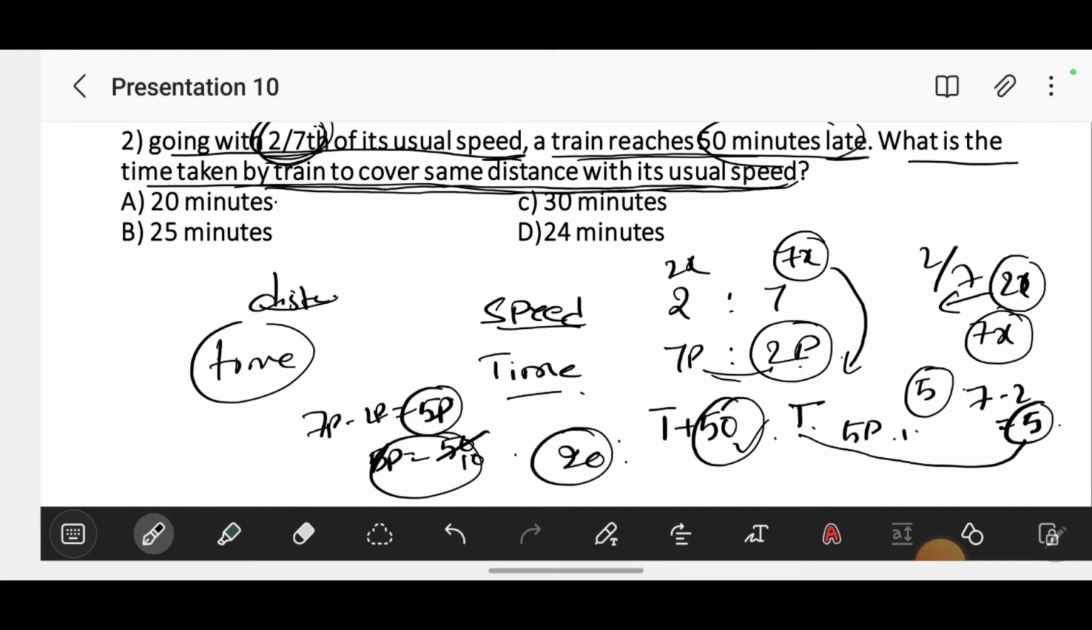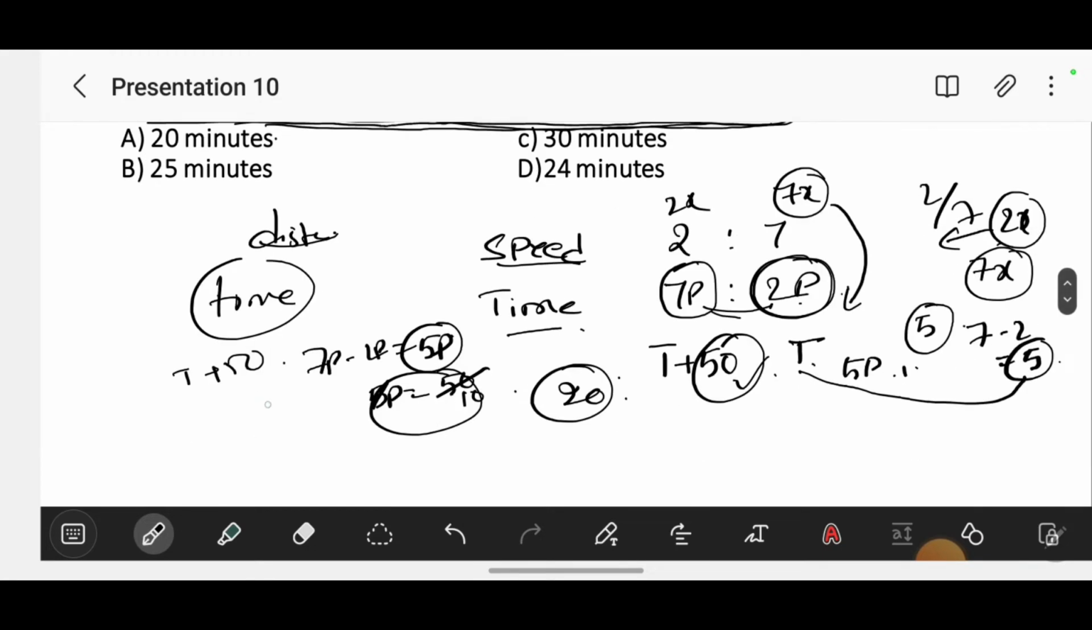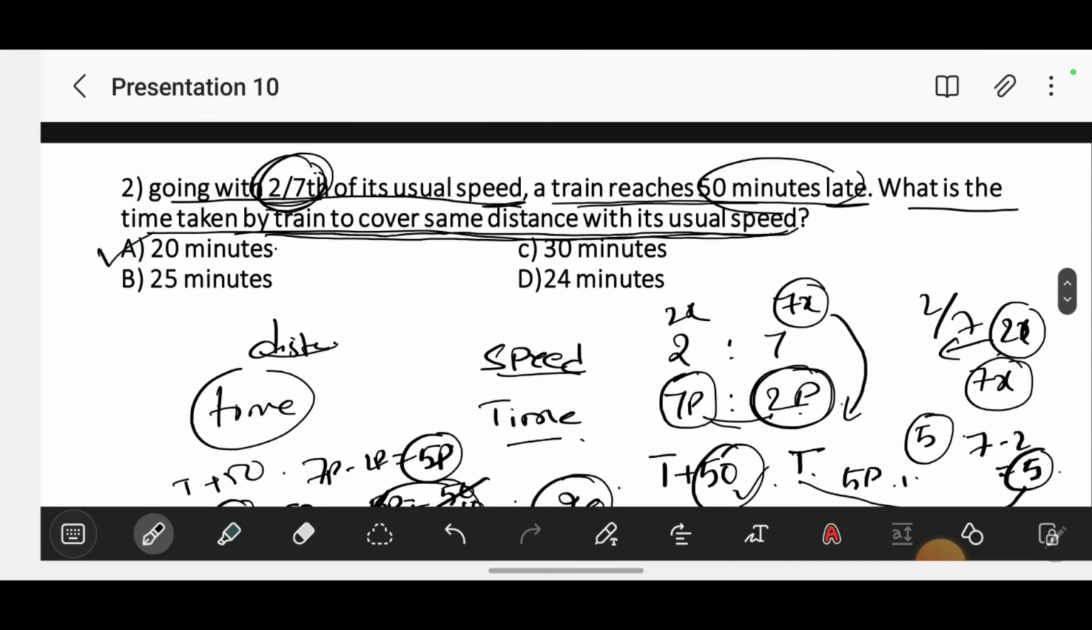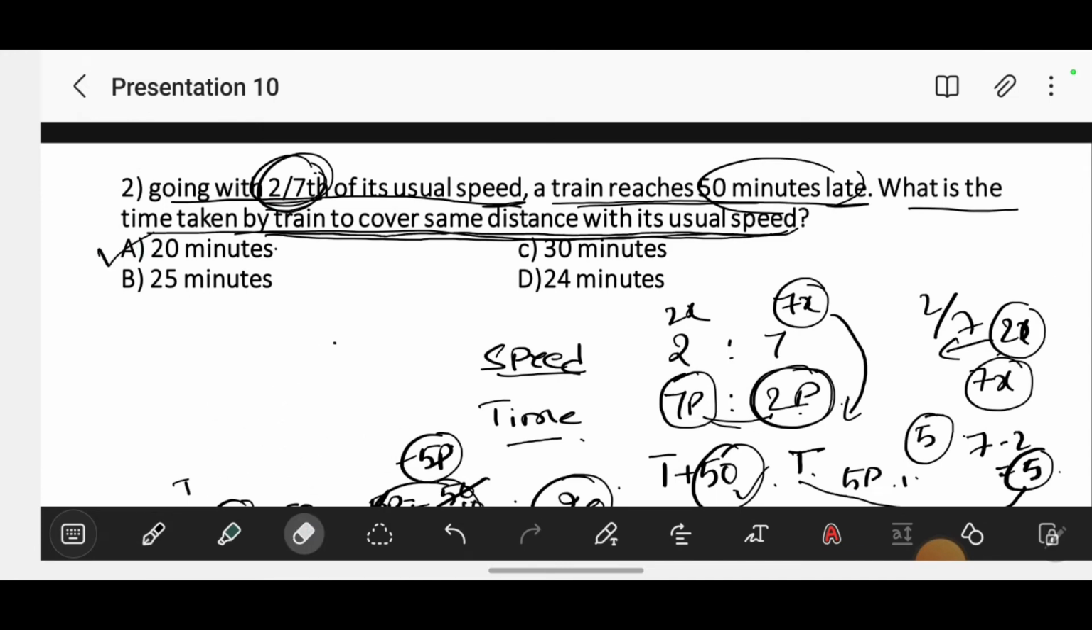Okay, you get that? If 7p is t plus 50, then what does 2p become? This is the question. 7 minus 2 is 5. 5 parts is the extra time of 50 minutes. Then 2 parts take 20 minutes. So the answer is 20. You got that? I'll say it again for your reference.